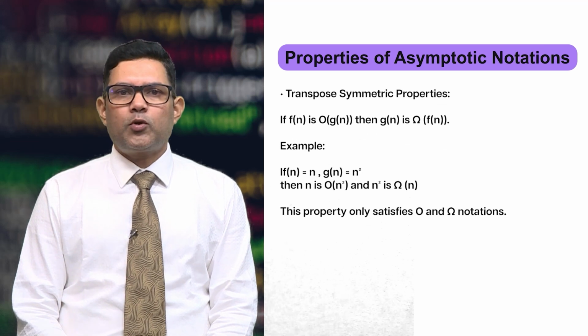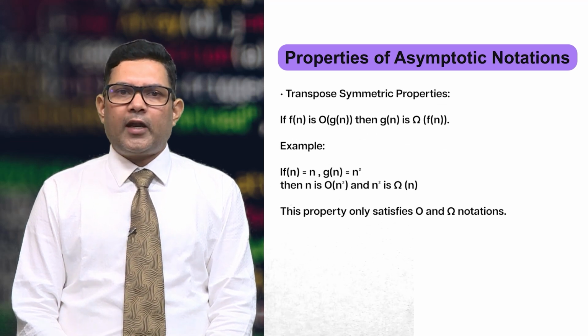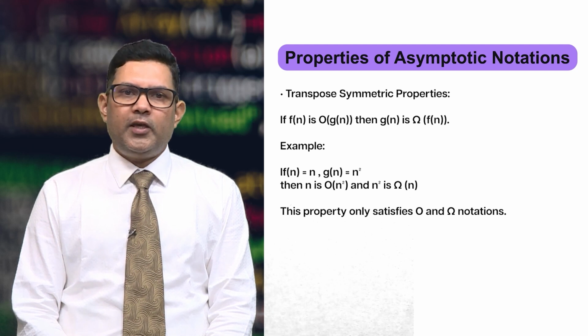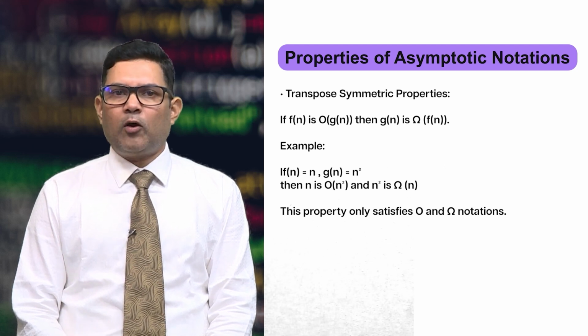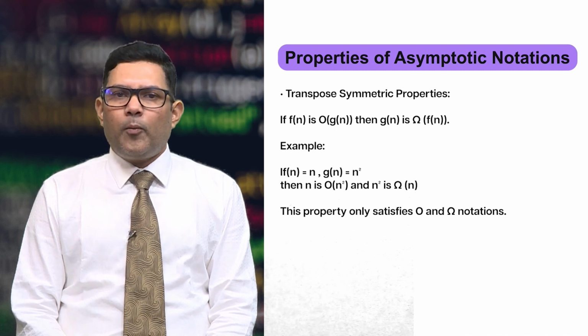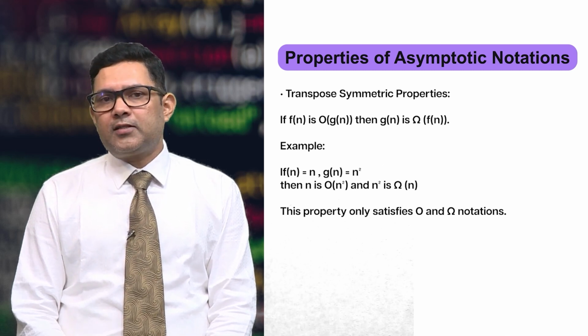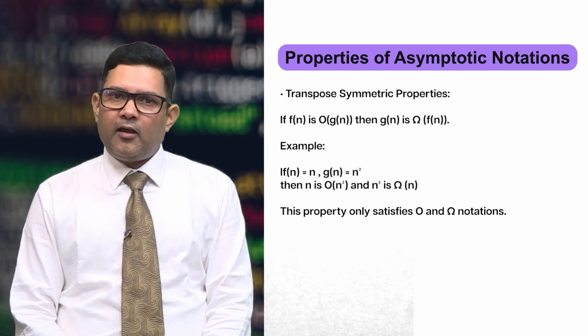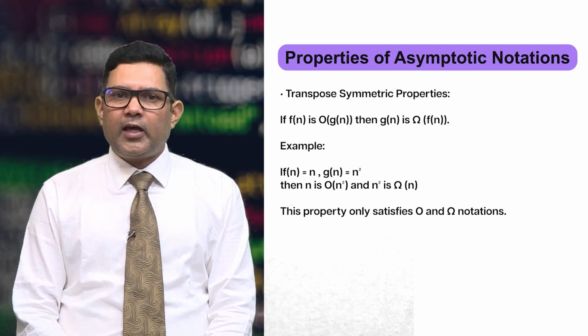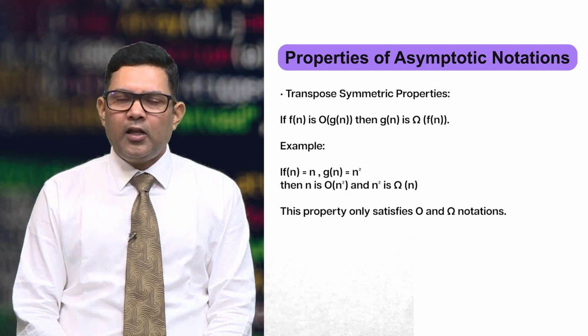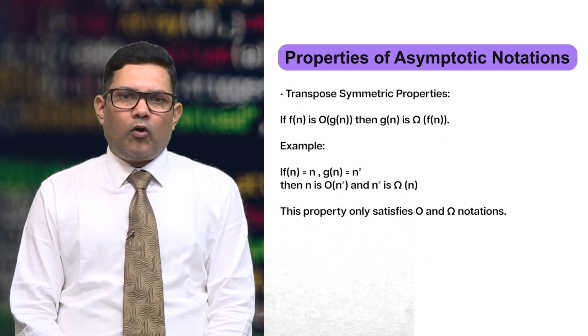Next one is the transpose symmetric property. So if there are two functions given, f of n is big O of g of n, that means it is bounded by big O notation, then the function g of n is omega of f of n. That means if f of n is bounded by big O of g of n, then we can conclude that the function g of n will also be bounded by omega of f of n.